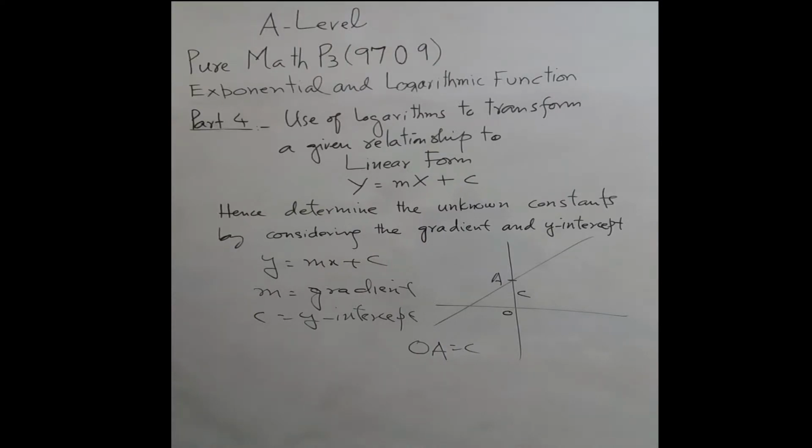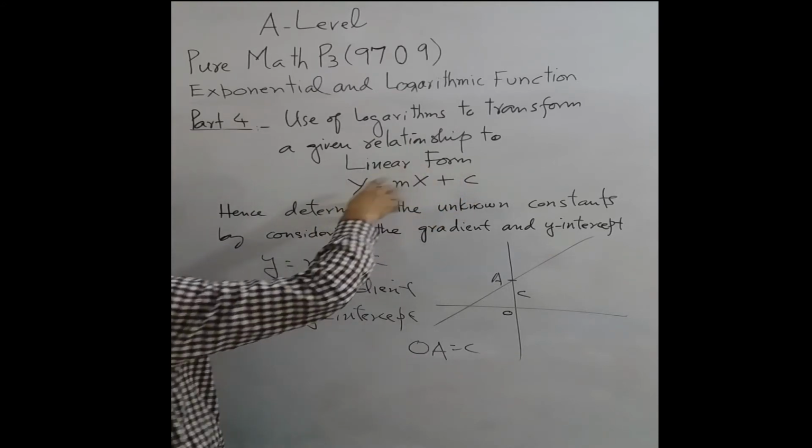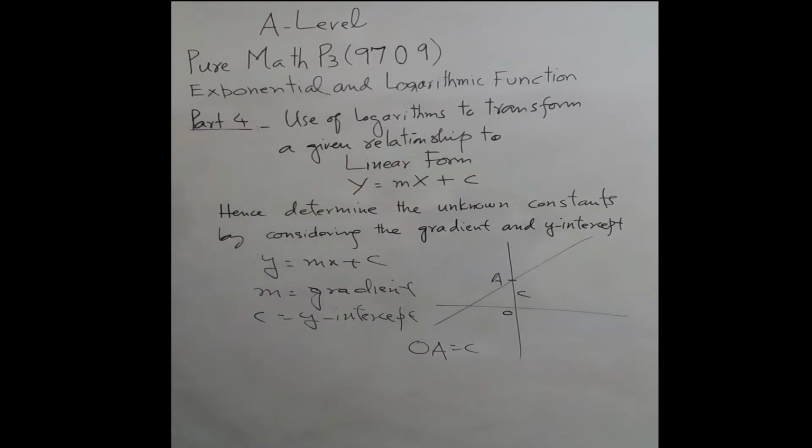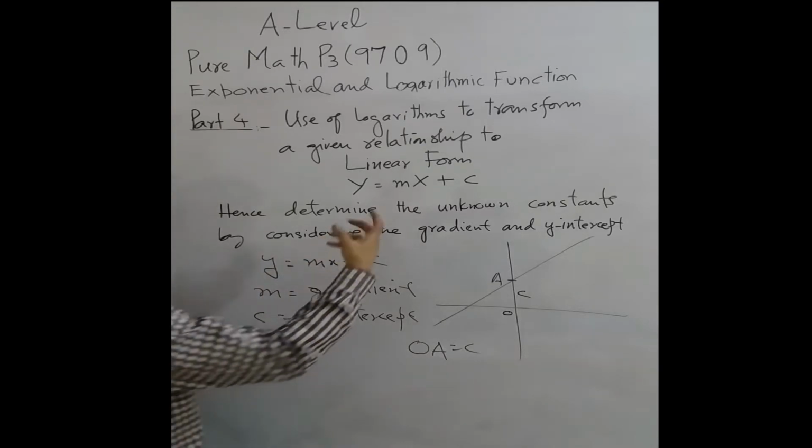Now let us start the questions: how we transform a given non-linear relationship or equation to the linear form y is equal to mx plus c. Whenever an equation is put into this form, its graph will be a straight line where x and y are any two real numbers. So any equation put into this form is a straight line.